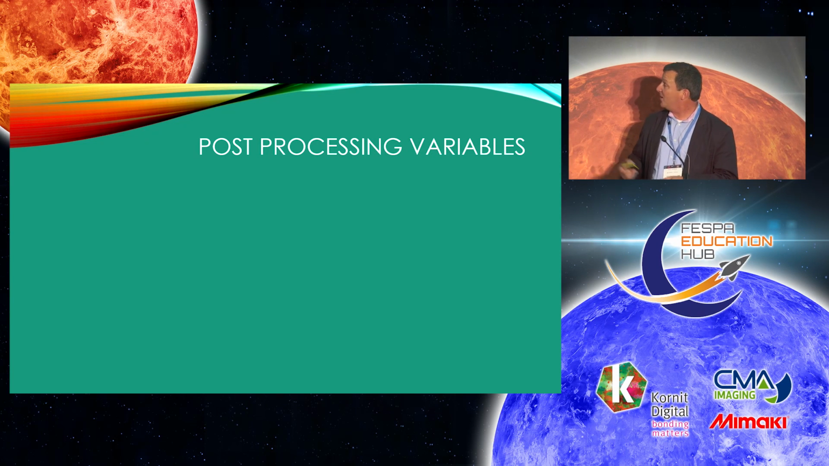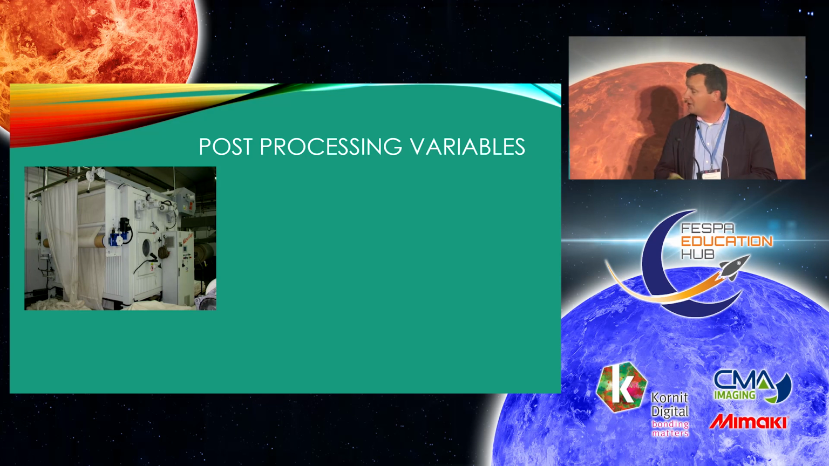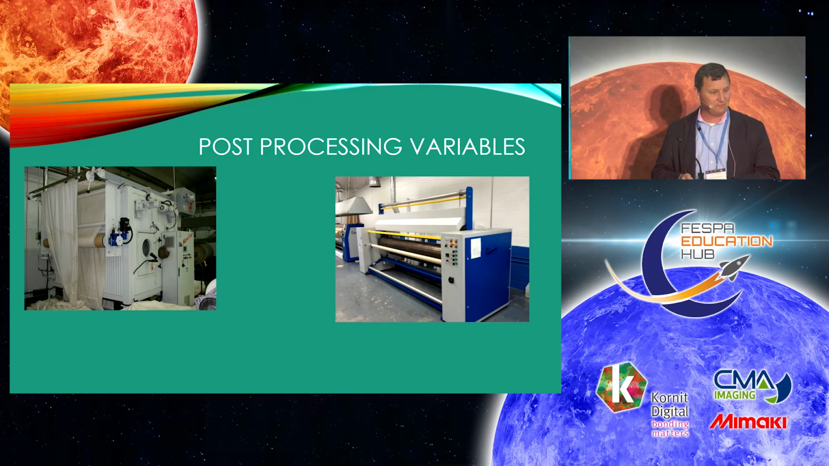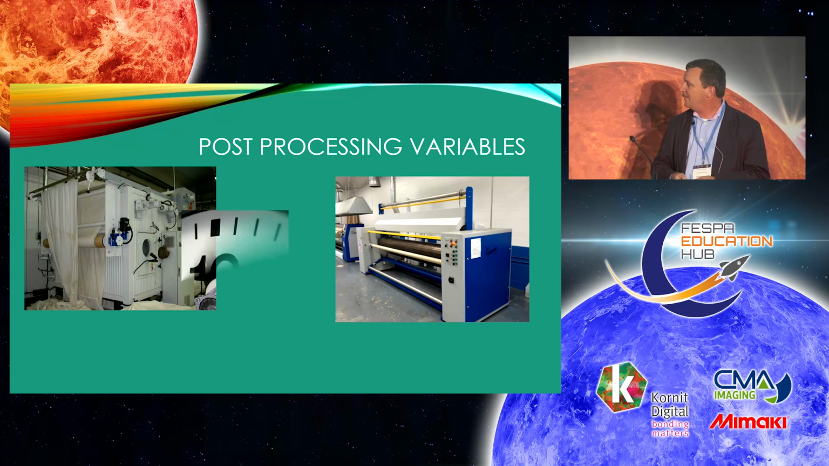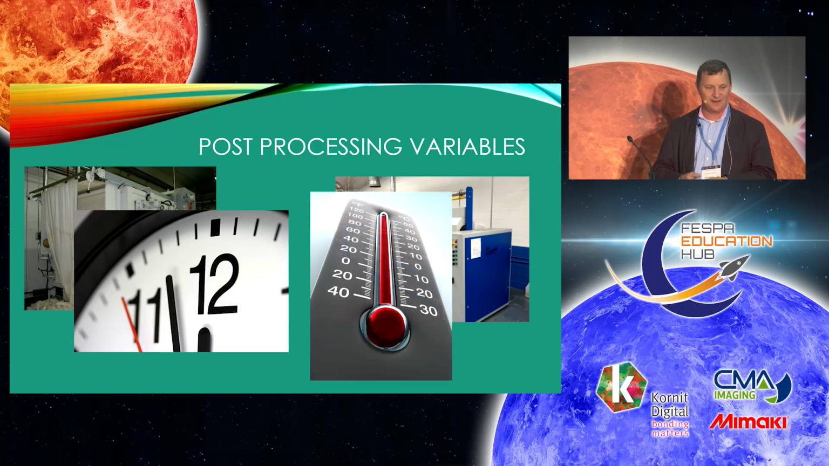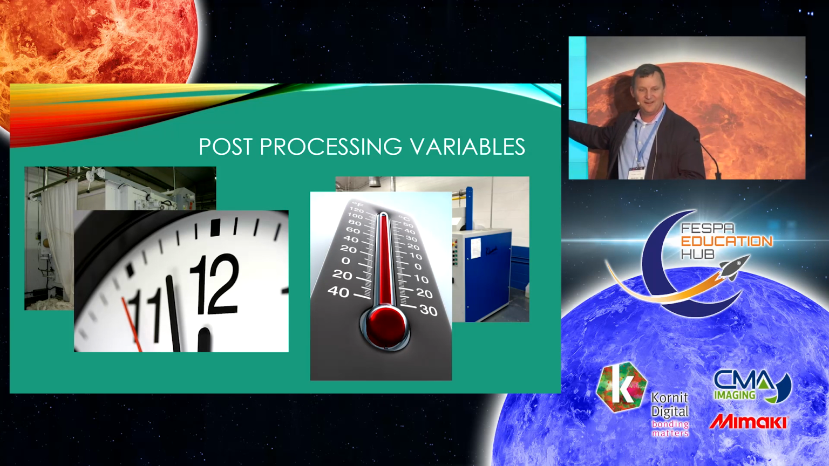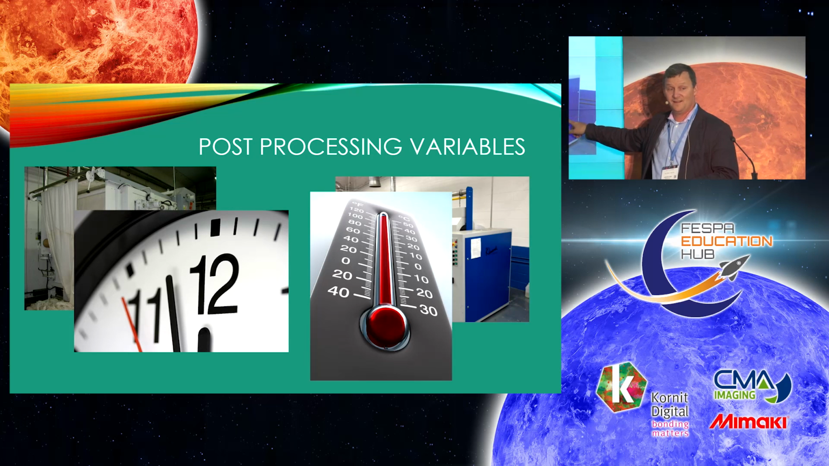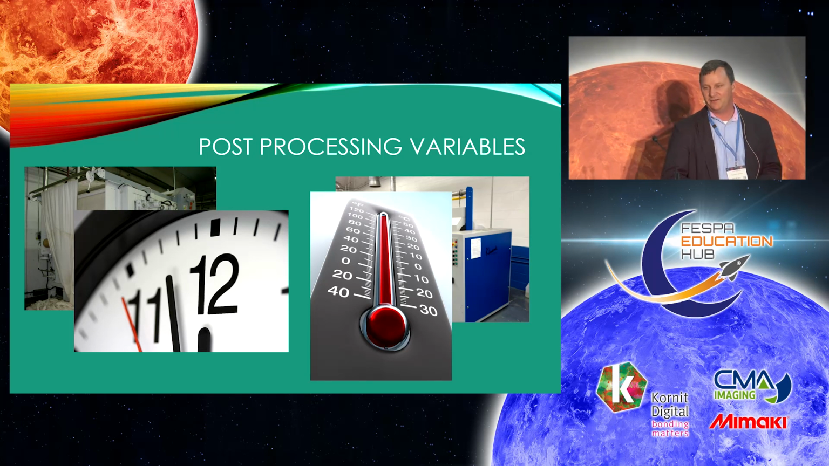We have the post-processing variables. As it goes through the steamer or a heat calendar for any of the dye stuffs that are out there, the big factors here are time and temperature. 5 degrees in 10 seconds on the heat calendar, I can change your color. So we want to make sure those are all set up and your post-finishing operations are very consistent.